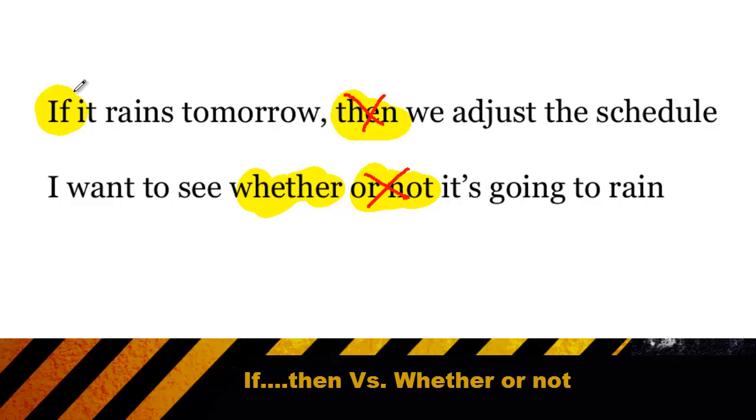We use if when we're showing consequence. If something happens, then this will happen later. Whether is when we're undecided on two possible outcomes. So in the top example, we only talk about what's going to happen if it rains. And the bottom example addresses two possibilities. It's going to rain, or it's not going to rain.